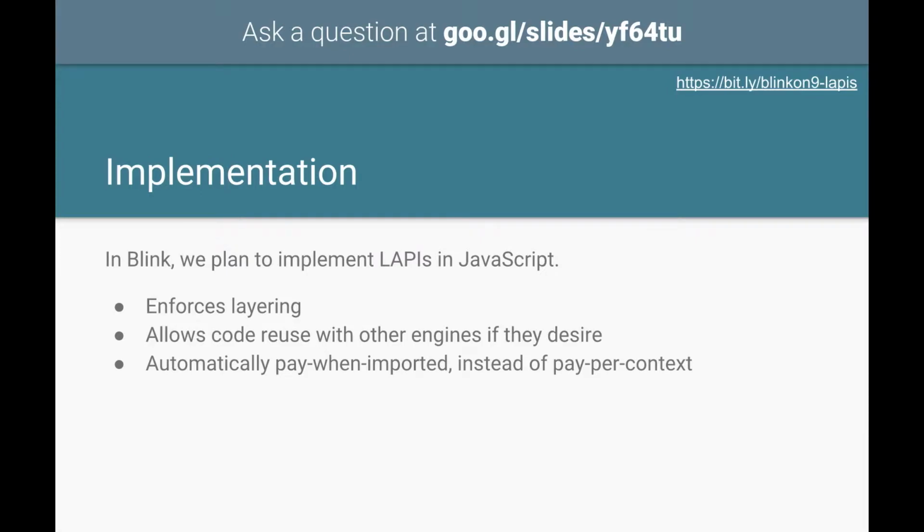Another cool thing about LAPIs, and this is more on the Blink side, is that we, at least, are planning to implement them in JavaScript. Now, these are standardized features. They have a spec. You can implement them however you want. But because of the choices we made in designing LAPIs, it's possible to implement them in JavaScript. We set a constraint that you're not allowed to have anything in a LAPI spec that a JavaScript developer couldn't already do. And so in Blink, we're going to do that.